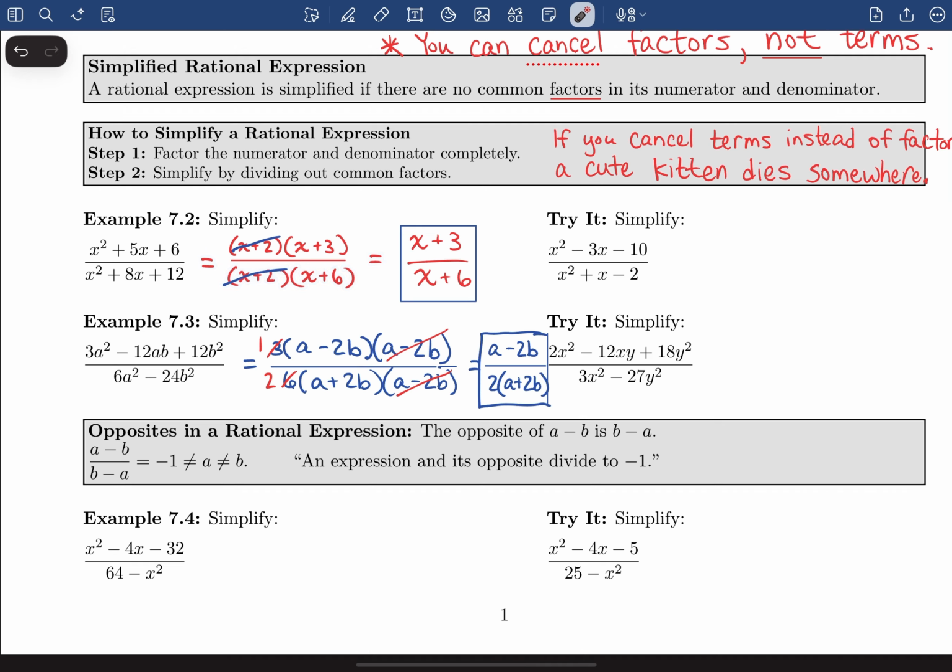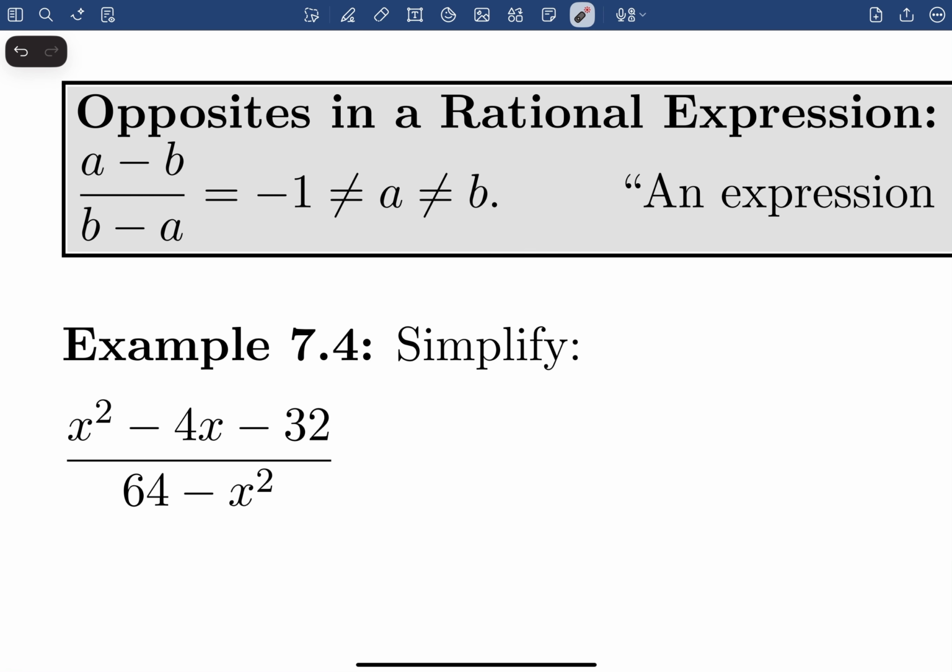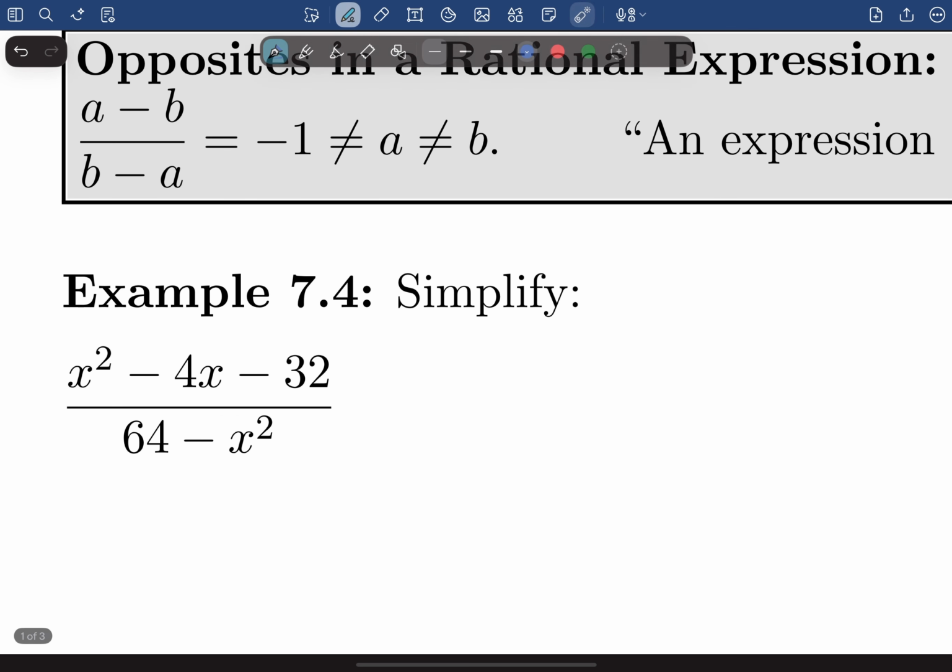Now, when I encounter something that looks opposite from what I'm used to, I can factor a -1 out of it to make it kind of reverse direction. And I'll show you an example of that in example 7.4. So I see this trinomial divided by a binomial. And so I've got a rational expression, right? A polynomial divided by a polynomial. It's a fraction of polynomials. And so I'm going to try to start to factor.